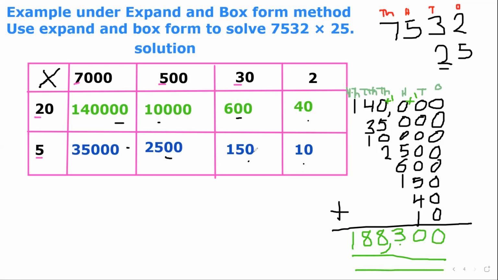This is the expanded and box form method. Okay, now you first write the numbers in their real values form, and then you make a row and column, and then you multiply each. After multiplying, you add the products, all the products in the box, and then you get your final answer.